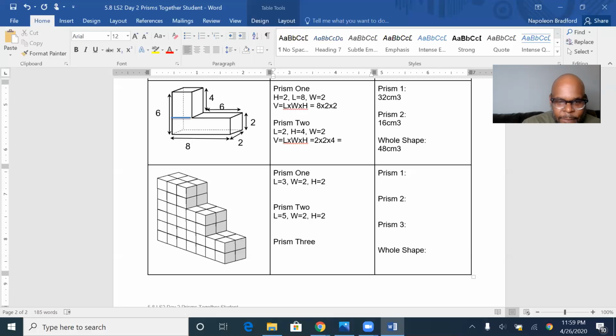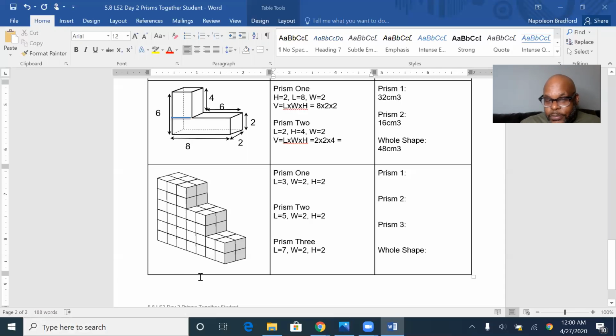All right. So if we count this, it has a length of 1, 2, 3, 4, 5, 6, 7. So prism 3 has a length of 7, a width of 2, and a height of 2.